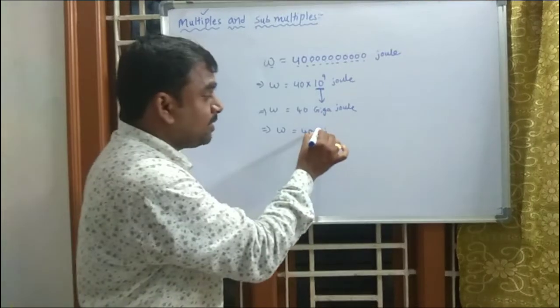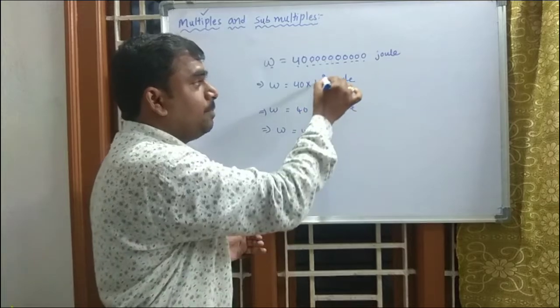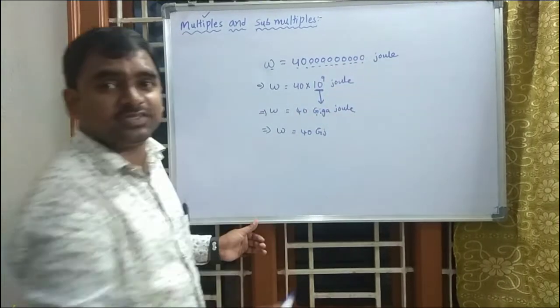Okay, capital G stands for giga. Giga means 10 power 9. That means 1 followed by 9 zeros.